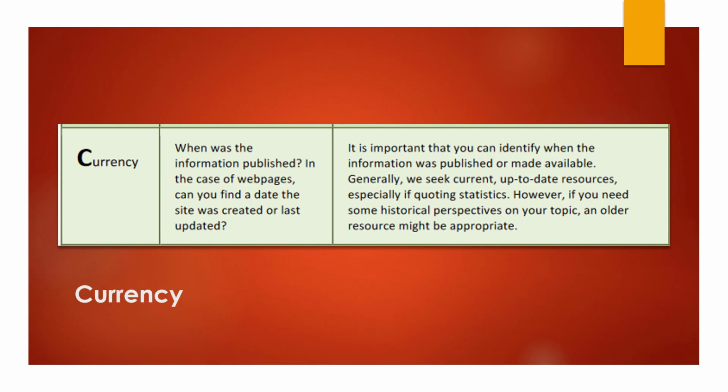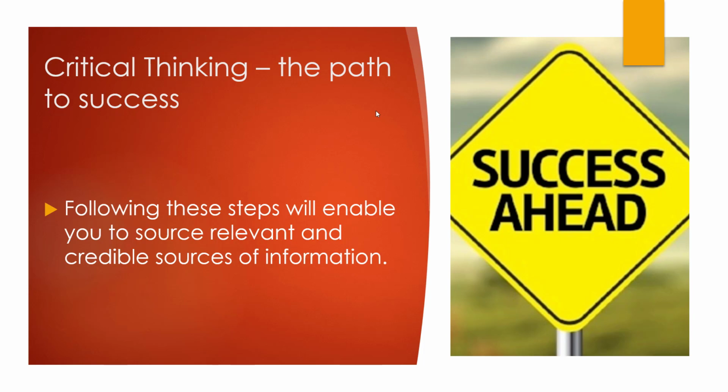So generally, as a rule, we seek current up-to-date resources, especially if quoting statistics. However, if you need some historical perspectives on your topic, an older resource might be appropriate. So following these steps will enable you to source relevant and credible sources of information to support any argument you are writing.